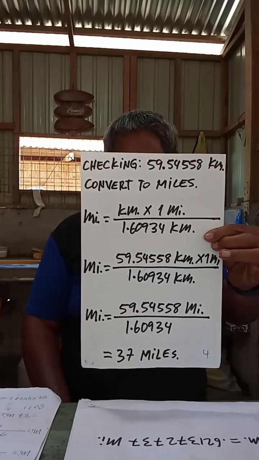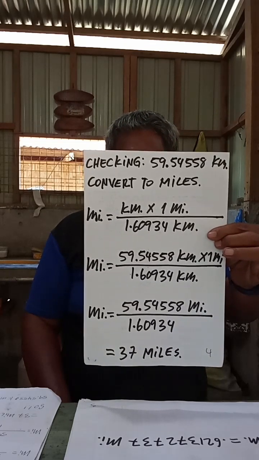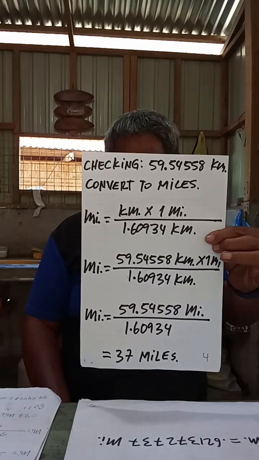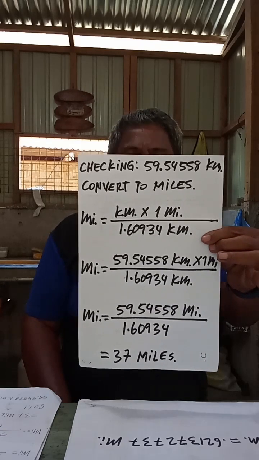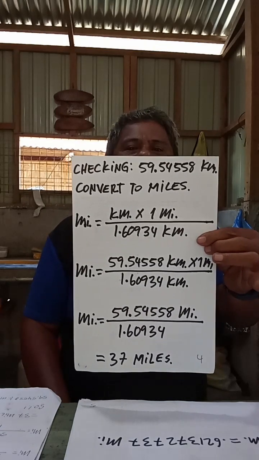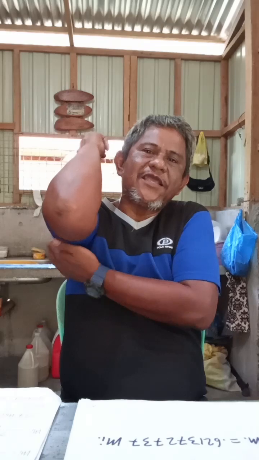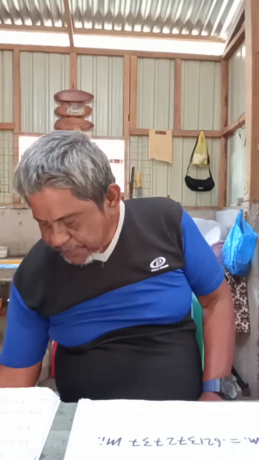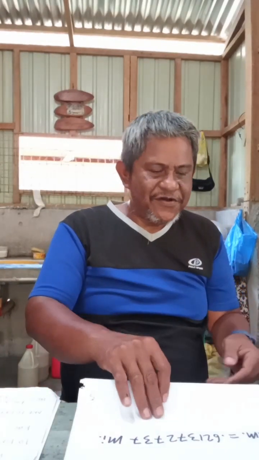So, mile = 59.54558 miles over 1.60934. So 37 miles equals 37 miles. So 59.54558 kilometers is equal to 37 miles. So, Set B. Set B naman tayo.